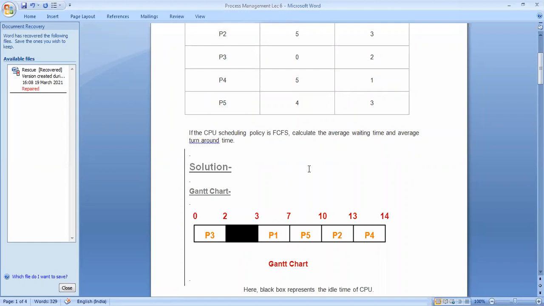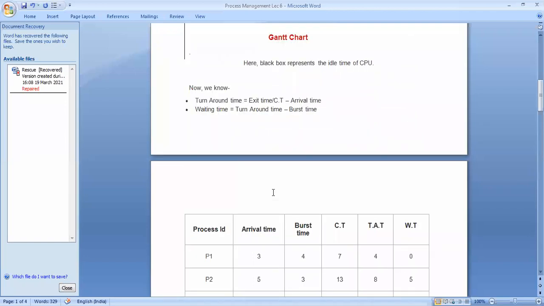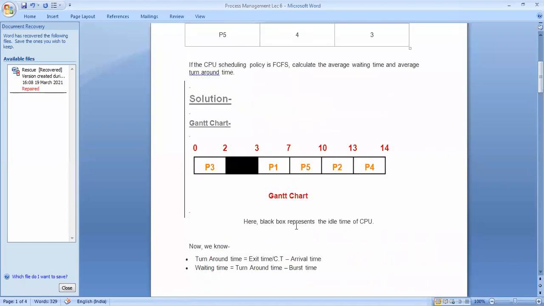Now from the Gantt chart, we can write the completion time. We can find out the completion time of each process. Once you calculate the completion time, then easily you can calculate turnaround time, and after that waiting time. So now I think it is clear to everyone. Yes, sir. Okay.